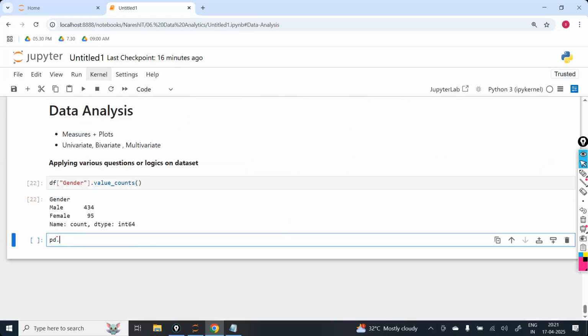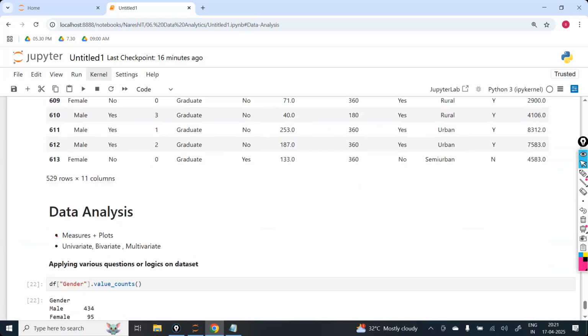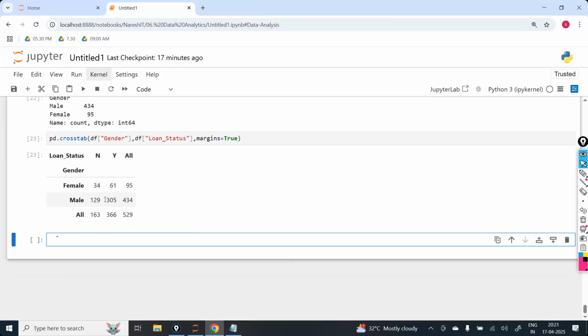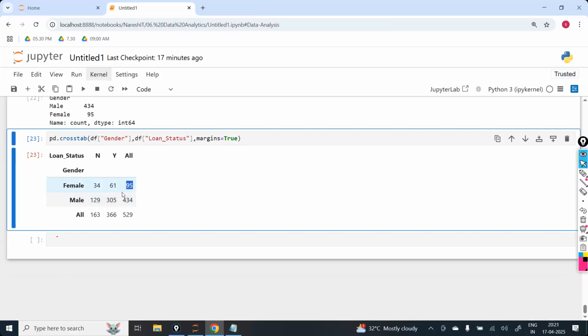By using pd.crosstab. I'm going to apply the crosstab between the gender, similarly comma df of loan status. I will apply like this, comma margins equal to true. Now see, here I can see total females are 95. In that 61 people have got the loan, and out of 434, 305 people have got it from the males.